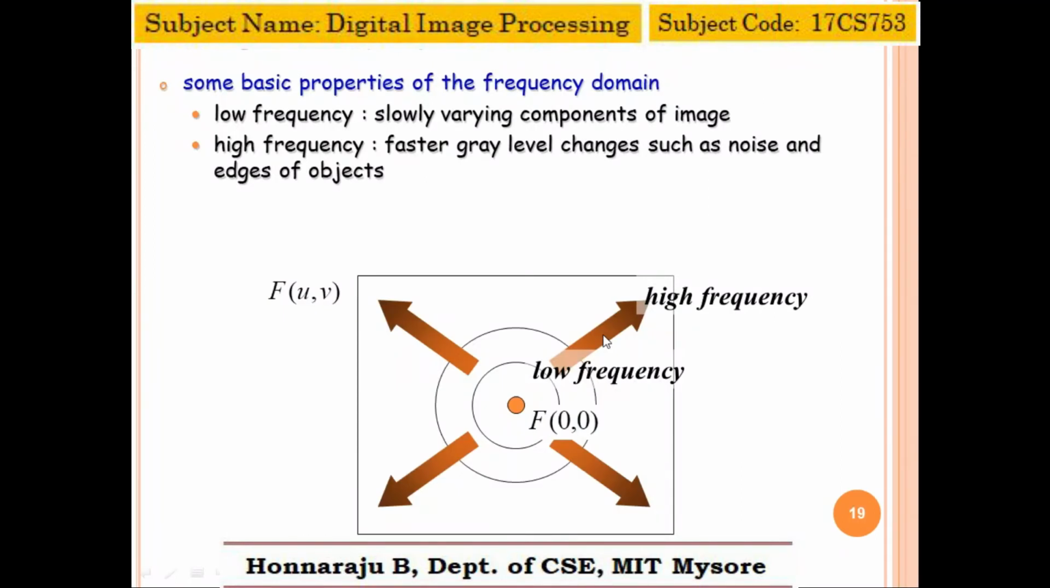Okay, the filtering in the frequency domain. When we perform a filtering operation in the frequency domain, we consider two kinds of frequencies, low frequency and high frequency. Low frequencies are slow varying components of the image, and high frequencies are faster gray level changes such as noise and edges. In this session I'll explain the steps to be followed when performing a filtering operation in the frequency domain.